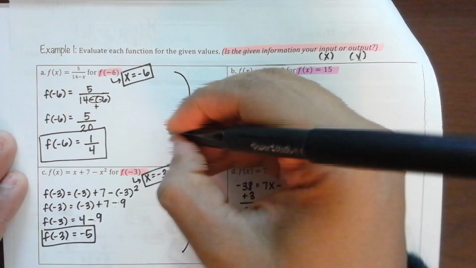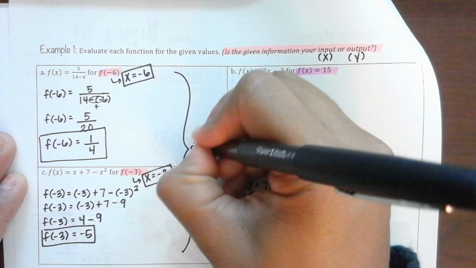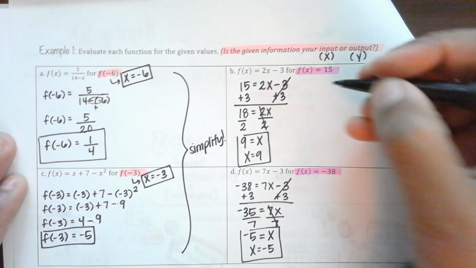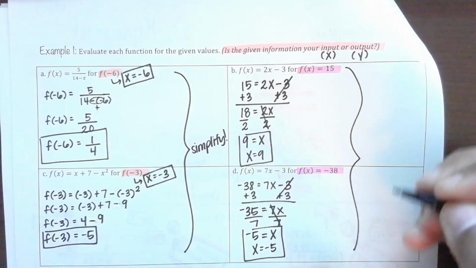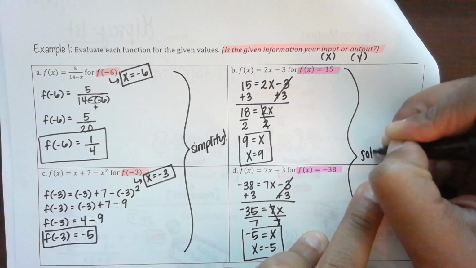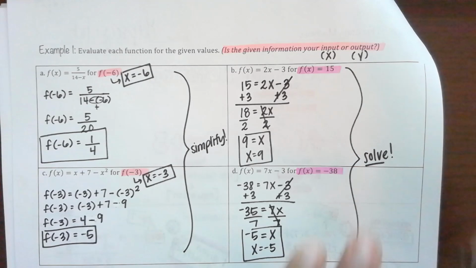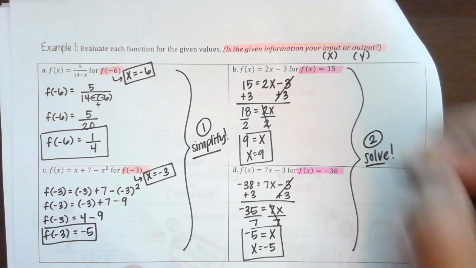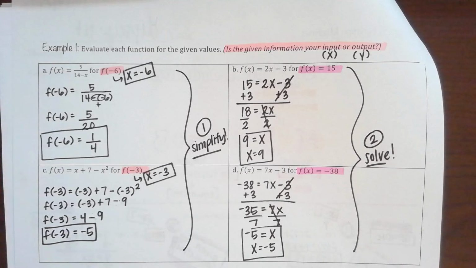For these two, the goal is to simplify. For these two, the goal is to solve. Because this is a case 1 and this is a case 2. Those are called active notes. Those are not typically what the teacher tells you to write. You write those for yourself.